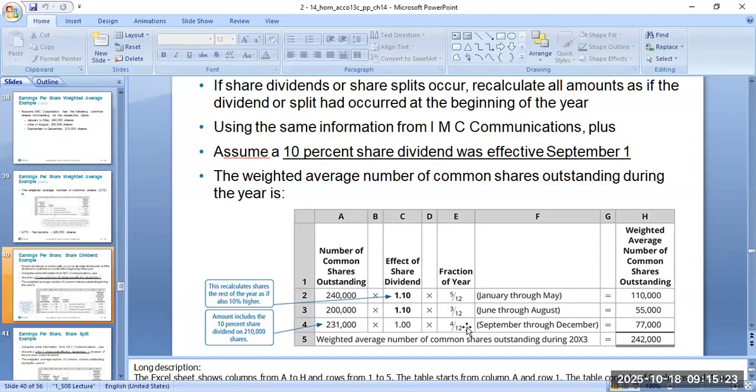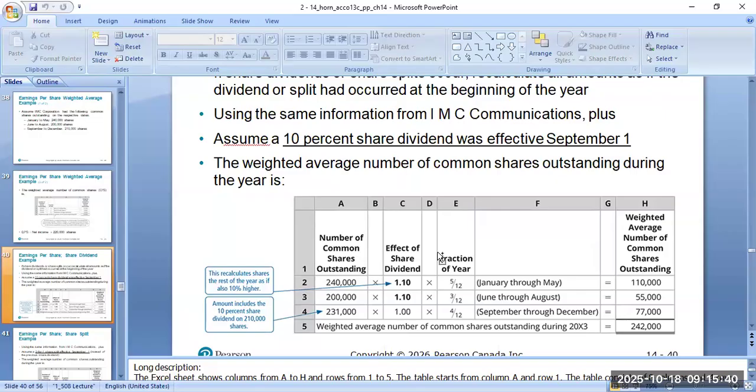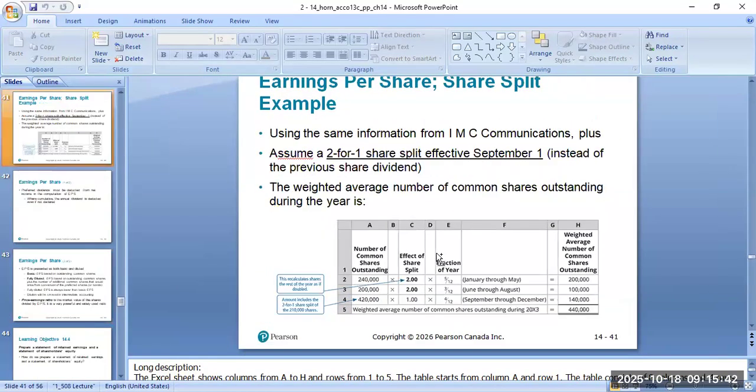The other way to do it is to stay with the original number of shares without the 10% increase and do the calculation, and at the end of the calculation, add the 10%. That's another way for you to get the same number for the weighted average number of shares.